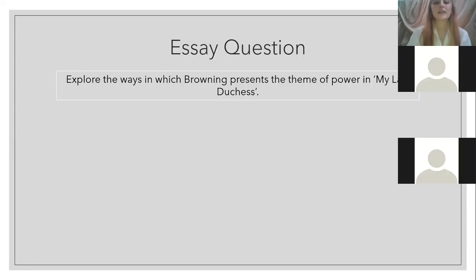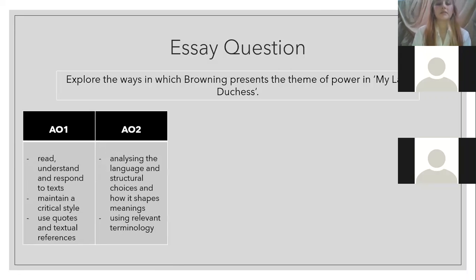So the essay question is: explore the ways in which Browning presents the theme of power in My Last Duchess. I've got some of the assessment objectives. AO1 is maintaining that critical style, being able to pick apart arguments, use quotes, and make points that go towards the question. AO2 is analysing language and structure, picking out relevant terminology like repetition, structure, in this case dramatic monologue, alliteration, all of that type of thing.